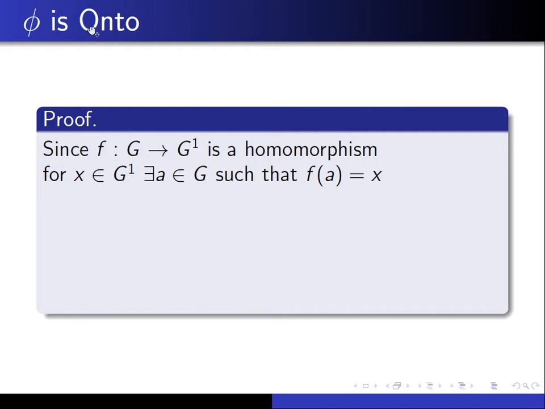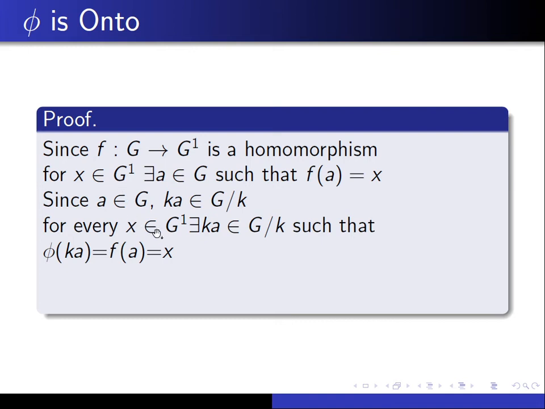Now let us prove phi is onto. So here f mapping g to g dash is a homomorphism. So for x belongs to g dash, if you take any element in g dash, there exists a belongs to g such that f of a is equal to x. So here a belongs to g and ka belongs to g by k. So for any element in g dash, there exists one element from g by k such that phi of ka is equal to f of a, and that f of a is equal to x. That means every element in g dash has a pre-image. If every element has a pre-image, then phi is said to be an onto function.